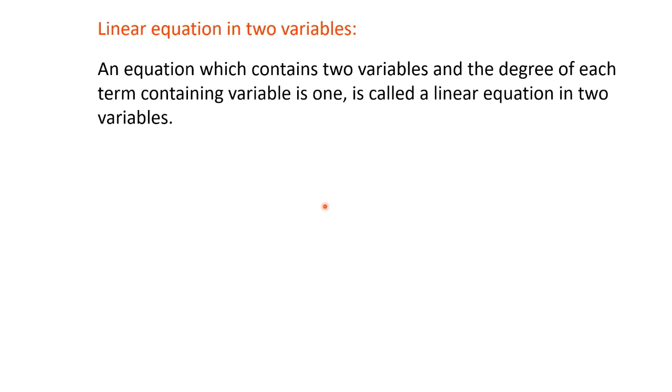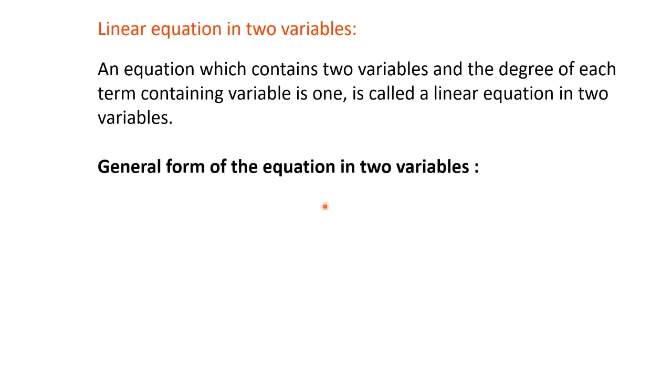Now let us see the general form of linear equations in two variables. The general form here is ax plus by is equal to c, or ax plus by plus c is equal to 0. They are nothing but the same. When you shift this c towards the right hand side, you get the form ax plus by is equal to c. Generally we are going to use this general form whenever we want to solve linear equations in two variables.